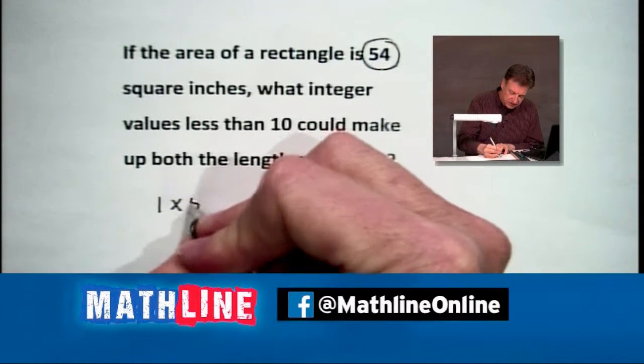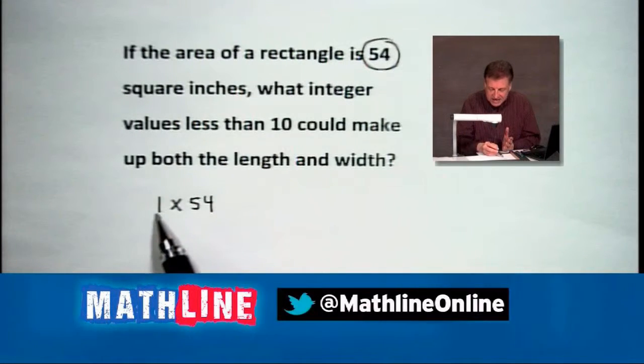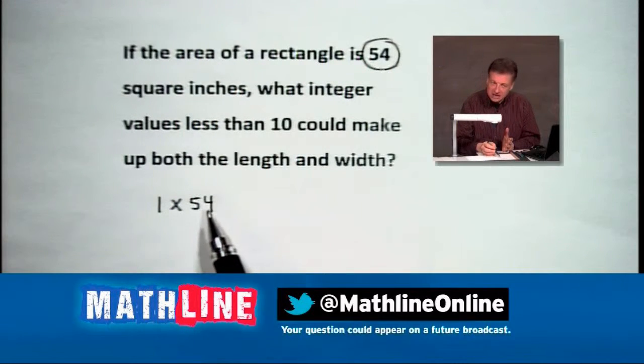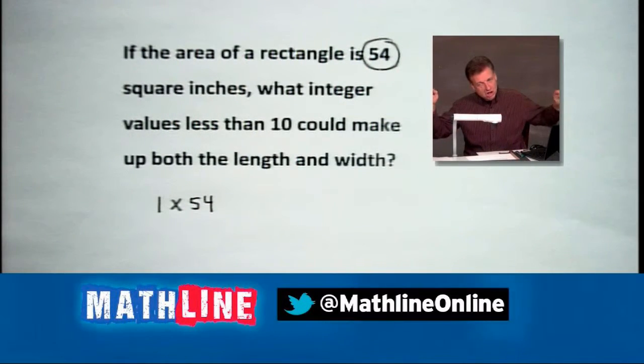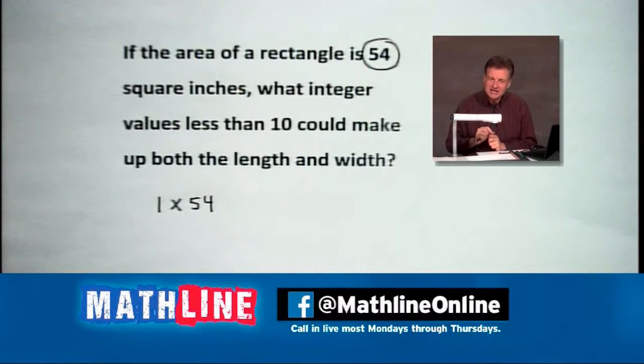First of all, how about 1 times 54? Oh, 1 times any number. So perhaps that's the length or the width. That could be the other length or the width, all right? It gives us 54. It's very, very long and very skinny. Did you see my skinny? It went off the thing. There we go. Very long, very skinny.